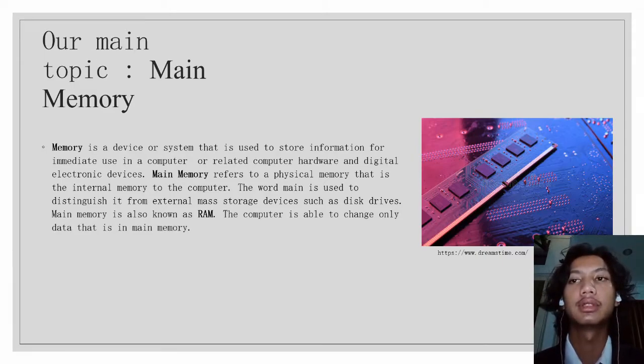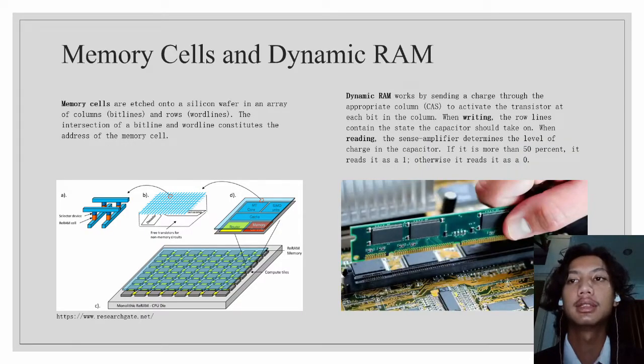Main memory refers to physical memory, that is, the internal memory of the computer. The word main is used to distinguish it from external mass storage devices such as a disk drive. Memory is also known as RAM. The computer is able to change only data that is in main memory. The next topic is memory cell and dynamic RAM.